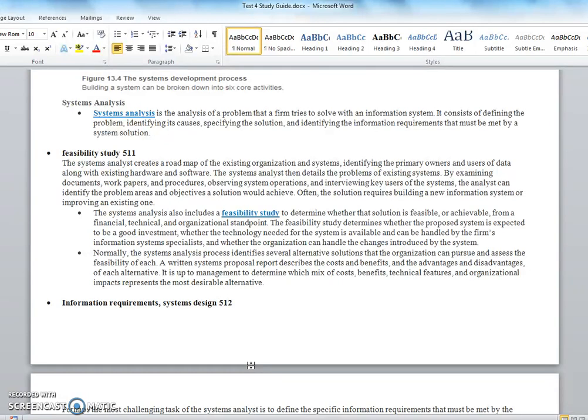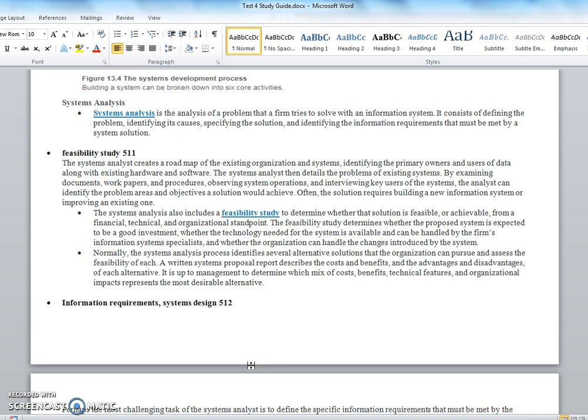Feasibility study. The systems analyst creates a roadmap of the existing organization and systems, identifying the primary owners and users of data along with the existing hardware and software. The systems analyst then details the problems of existing systems by examining documents, work papers, and procedures, observing systems operations, and interviewing key users of the systems, and analysts can identify the problem areas and objectives a solution would achieve. Often the solution requires building a new IS or improving the existing one.